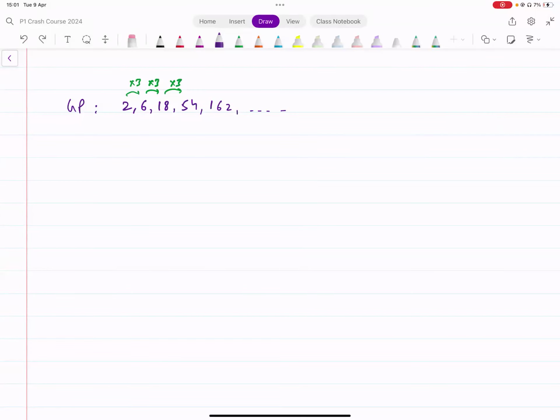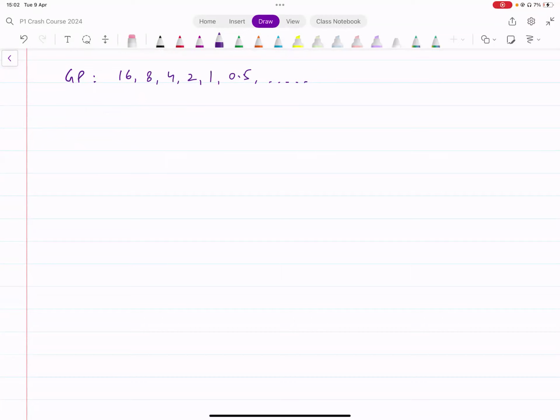However, if you had something slightly different, if you had a GP that looked like this: 16, 8, 4, 2, 1, 0.5, and so on. Now in this GP, you see, the values are becoming smaller and smaller. They're not increasing, they're becoming smaller. If this sequence was to continue forever, it'll go like this: 0.25, 0.125, and so on. And eventually the values are going to become very, very close to 0.